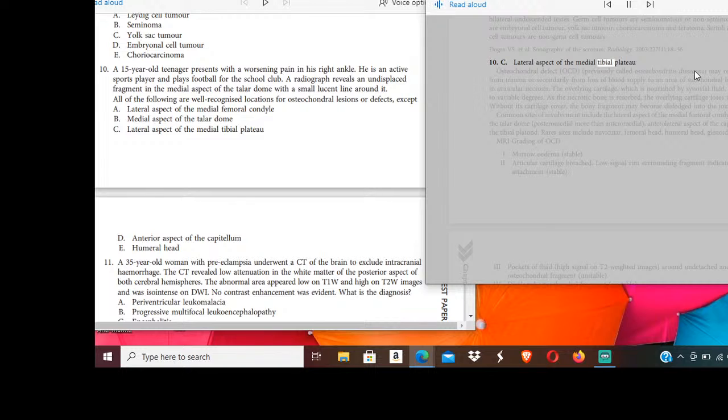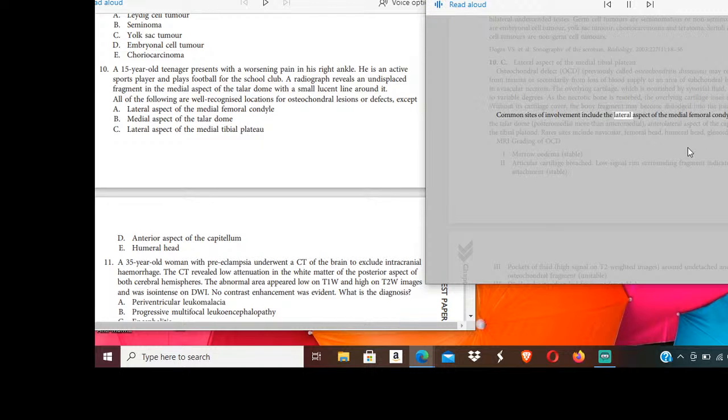10. C. Lateral aspect of the medial tibial plateau. Osteochondral defect, OCD, previously called osteochondritis dissecans, may result directly from trauma, or secondarily from loss of blood supply to an area of subchondral bone, resulting in avascular necrosis. The overlying cartilage, which is nourished by synovial fluid, remains intact to variable degrees. As the necrotic bone is resorbed, the overlying cartilage loses its support. Without its cartilage cover, the bony fragment may become dislodged into the joint.